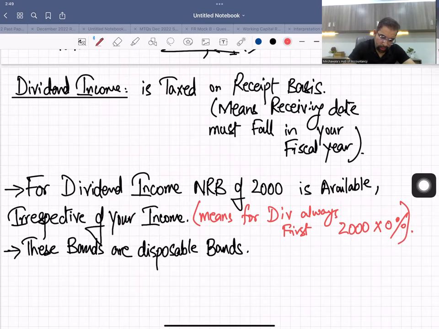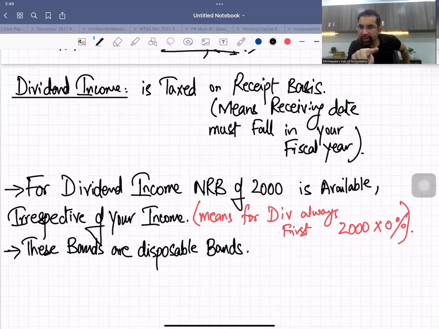Your new income is dividend income. First of all, there is a basis of assessment of dividend income, it is written clearly on your screen. Dividend income is taxed on receipt basis. Dividend income is taxed on receipt basis means the receiving date must fall in your fiscal year.